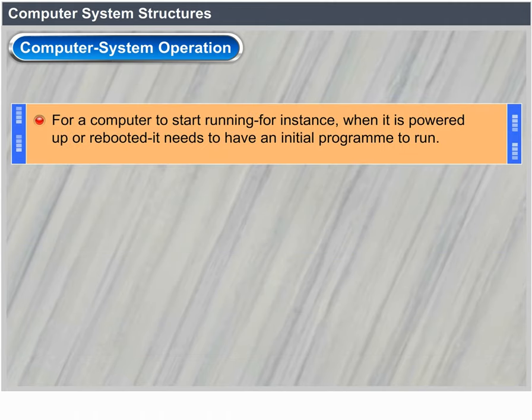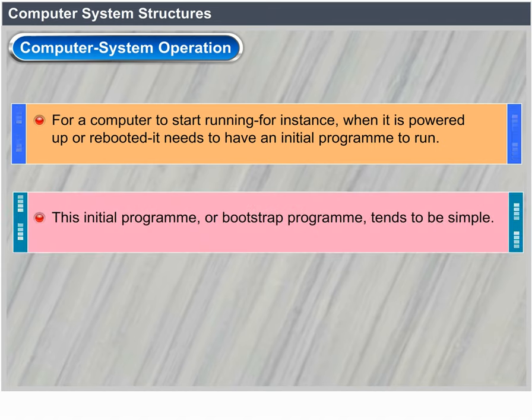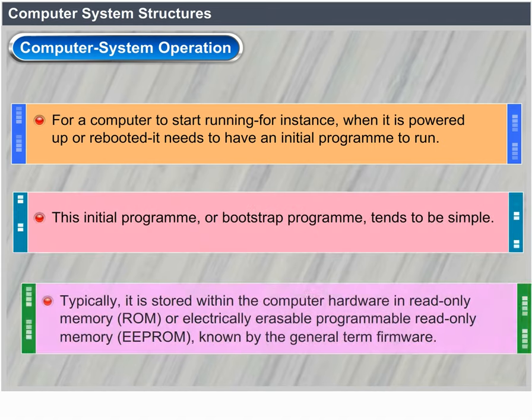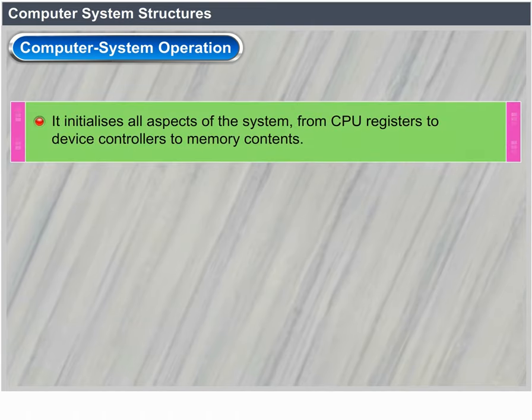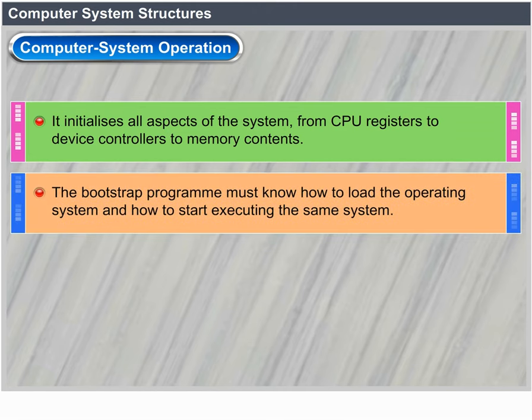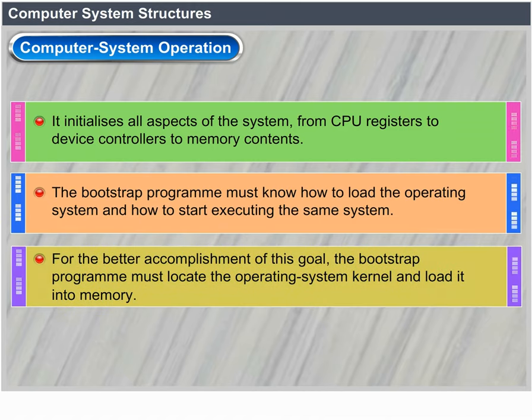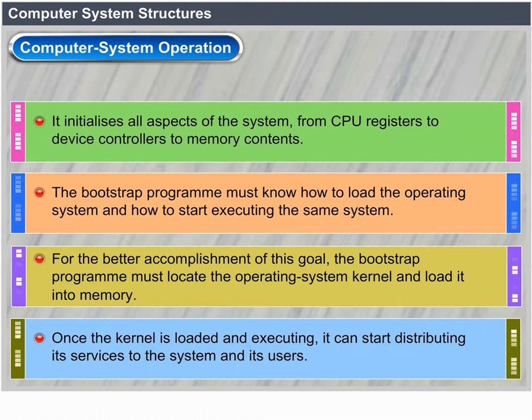For a computer to start running, for instance, when it is powered up or rebooted, it needs to have an initial program to run. This initial program, or bootstrap program, tends to be simple. Typically, it is stored within the computer hardware in read-only memory, ROM, or electrically erasable programmable read-only memory, EEPROM, known by the general term firmware. It initializes all aspects of the system, from CPU registers to device controllers to memory contents. The bootstrap program must know how to load the operating system and how to start executing that system. To accomplish this goal, the bootstrap program must locate the operating system kernel and load it into memory. Once the kernel is loaded and executing, it can start providing services to the system and its users.